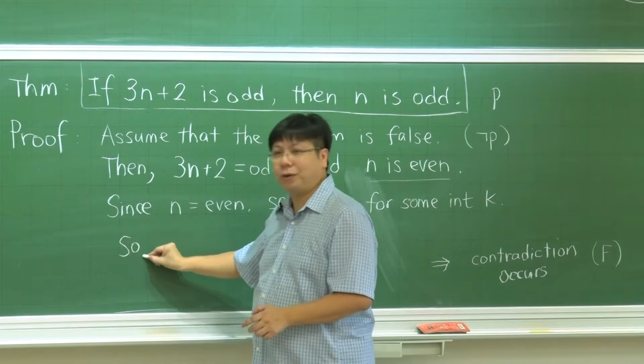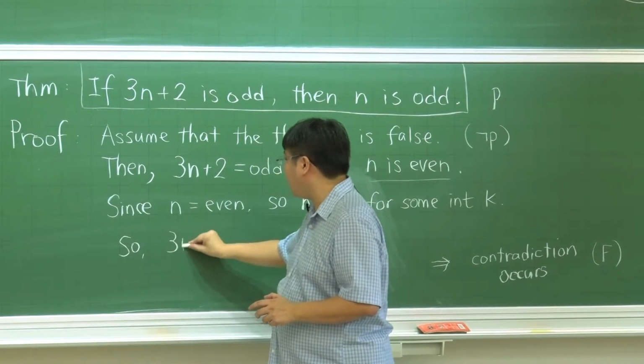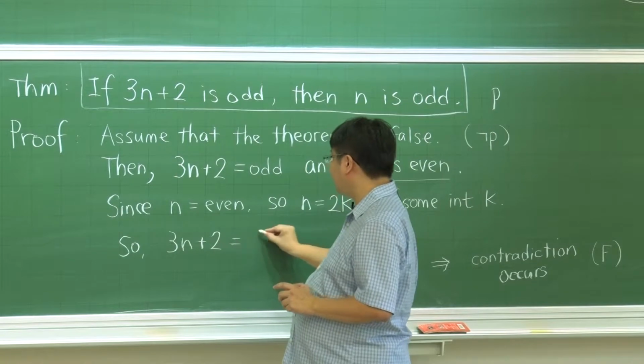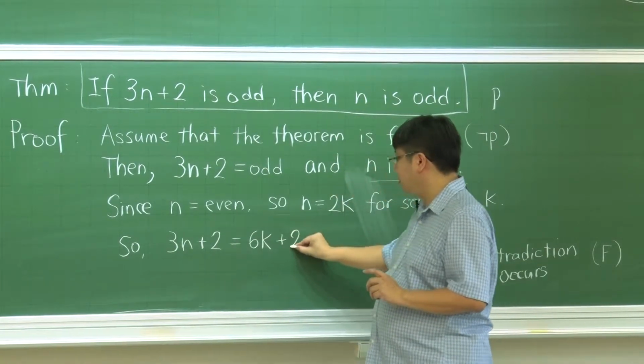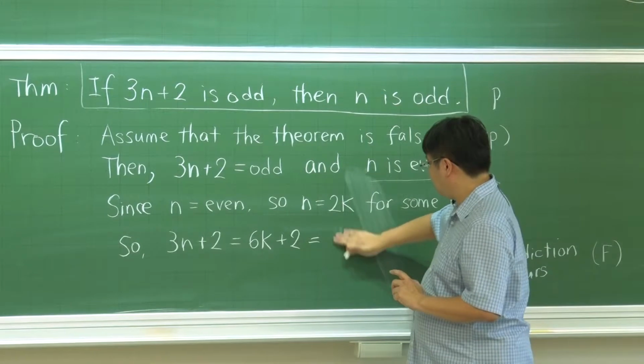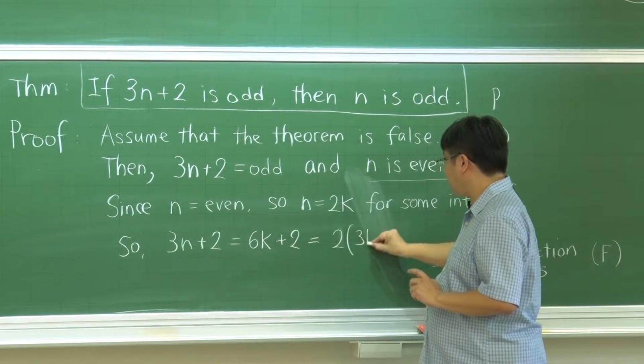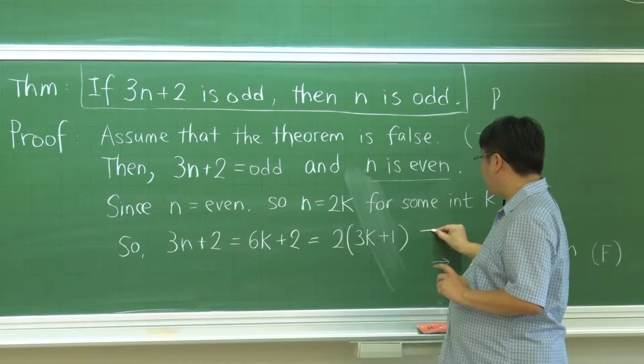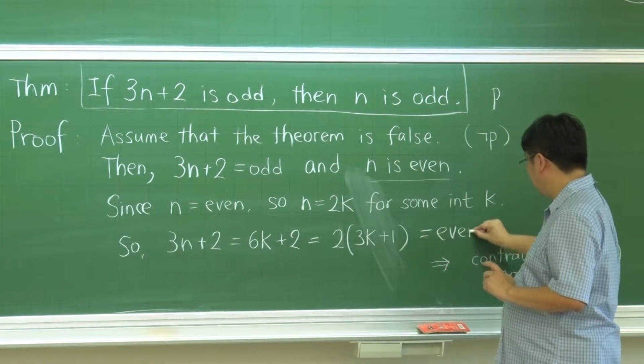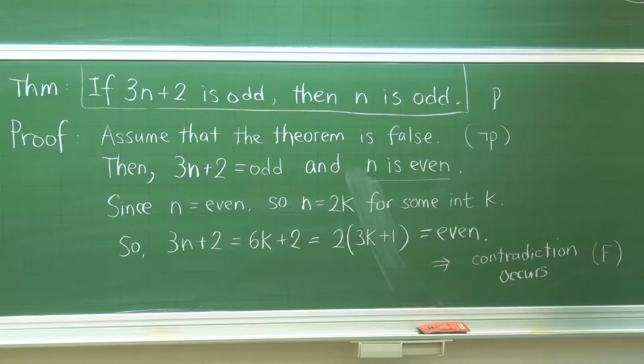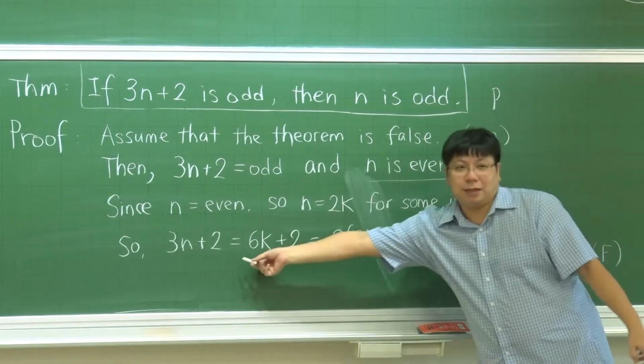So again, 3n plus 2 is equal to 6k plus 2, which is equal to 2 times 3k plus 1, and then it is equal to even. Is that okay? And now we get a contradiction. Where is the contradiction? A contradiction must be something that is always false, right? So where is the contradiction? 3n plus 2 is equal to even. Is it a contradiction?